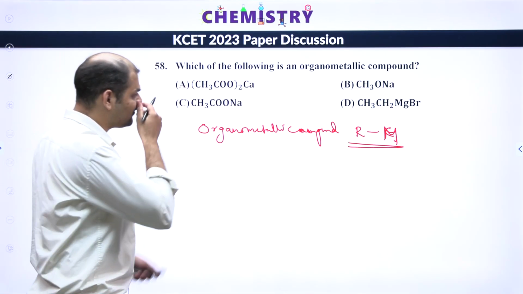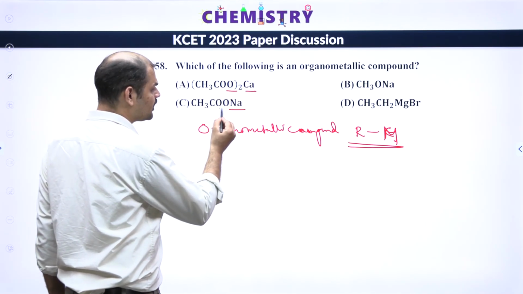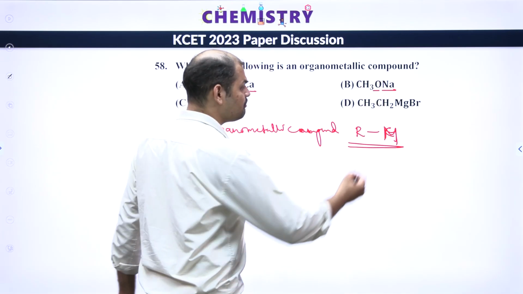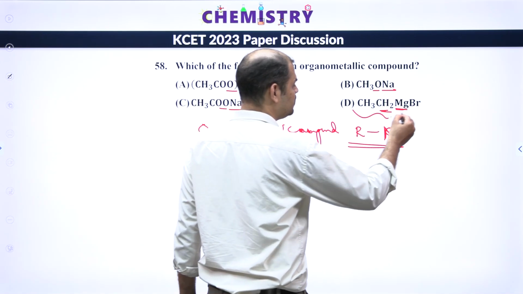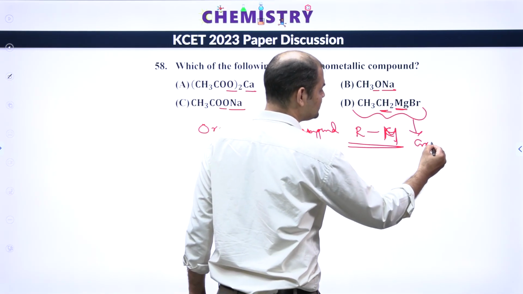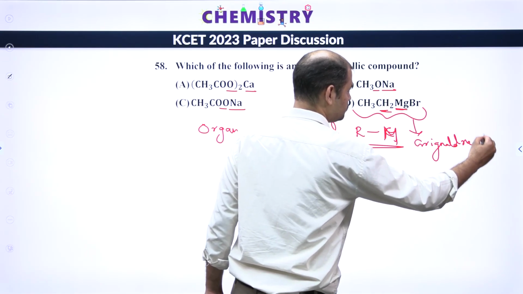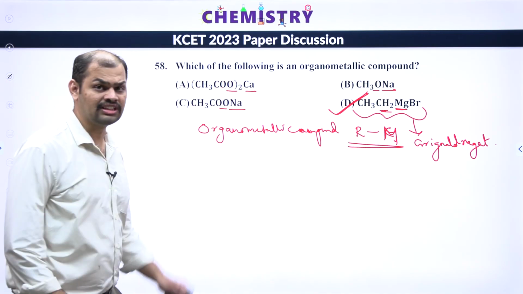If you observe, in the first case, calcium is connected to oxygen. In this case, sodium is connected to oxygen. But in the last case, magnesium is connected to carbon. And moreover, this is also called a Grignard reagent. So Grignard reagent is considered an organometallic compound. Clear? So the answer is D. So 58 is answer D.